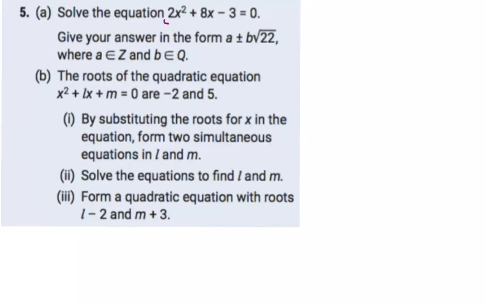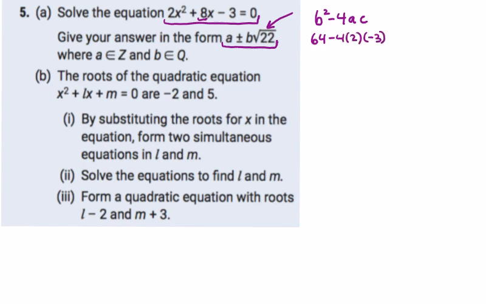In question 5, we're asked to solve this equation and we're given a clue as to what the answer should look like. There should be a 22 inside what's called the discriminant, b squared minus 4ac. And sometimes when you get good, you might do this first. B squared, you can see, is going to be 64, the 8 squared, minus 4 times 2 times minus 3.